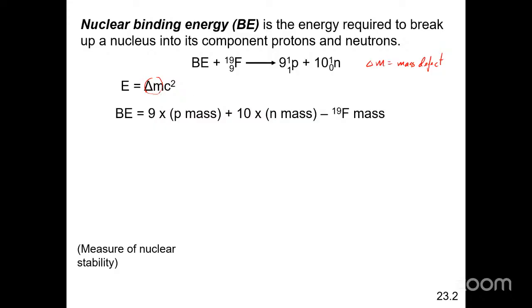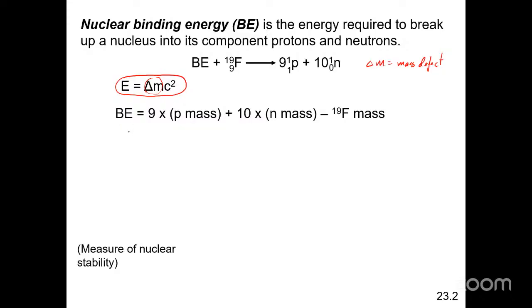And this is the formula that we would use to calculate the binding energy. Delta M times c squared: the mass defect times c, which is the speed of light, squared, right? So whatever the mass defect is, you multiply by c squared, and that gives you the binding energy.